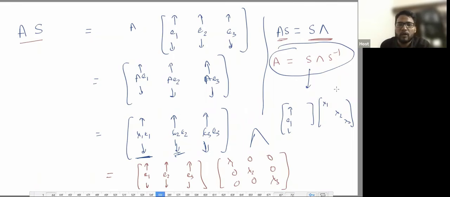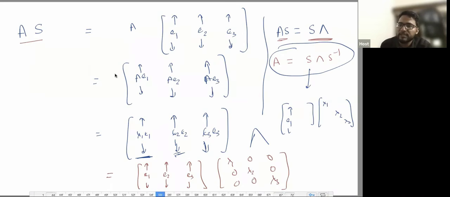Is this okay? Like how I'm simplifying this: A into S. You are doing A into E1, A into E2, A into E3, which gives lambda 1 E1, lambda 2 E2, lambda 3 E3. Then I'm saying that I can rewrite it like this.